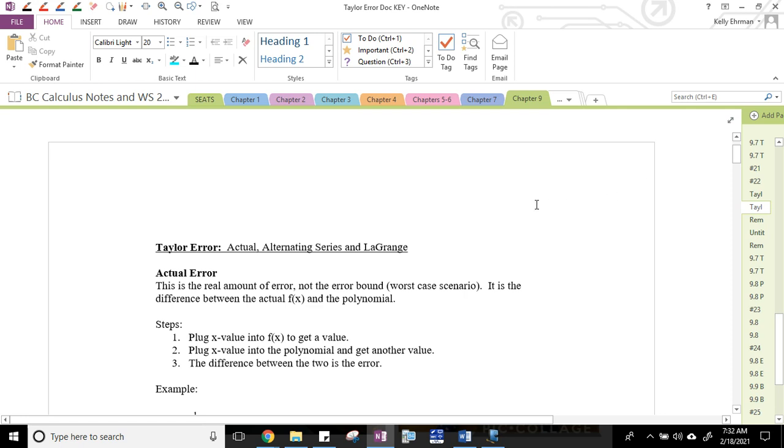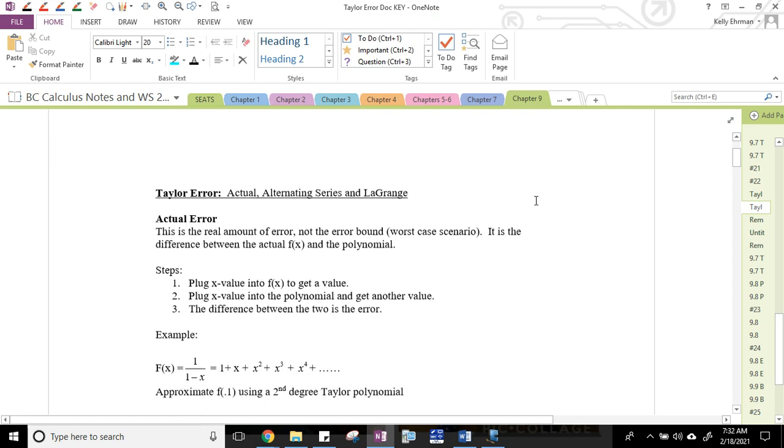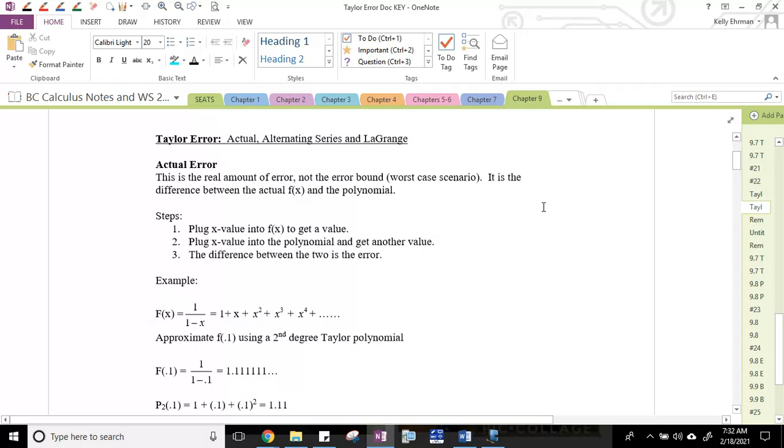So today's notes are really just a recap of our two types of error that we've learned about now that we've talked about Taylor error. So looking at the different types of problems that we have, the actual error that we're looking at with any approximation is not the error bound, which is like the worst case scenario, but the actual error that we get is when we can plug the x value into f of x. So like we can find sine of 0.1, for example, on our calculator. And then we can plug that x value into our polynomial. So maybe we can find p4 of 0.1, whatever, to get that value. And the difference between those two is the error.